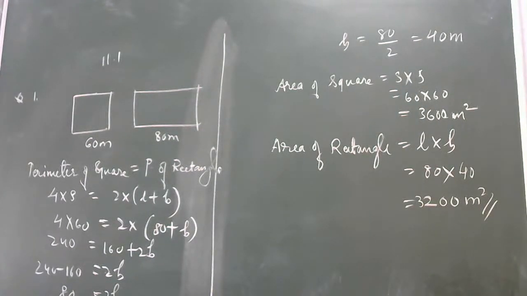And at last you write the answer. Which field has greater area? The square field has greater area. Sometimes they may ask by how much, so then you have to go for subtraction. So the square field has greater area by 400 square meters.